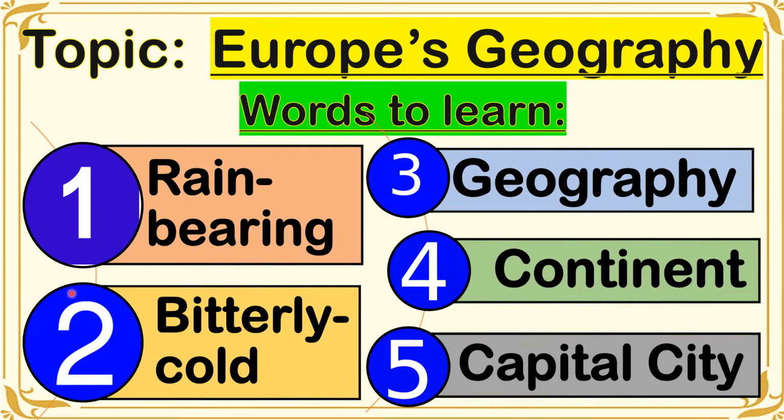So these are the 5 words that can help us better understand our topic for today. Let's read them again from numbers 1 to 5. Rain-bearing, bitterly cold, geography, continent, and capital city.